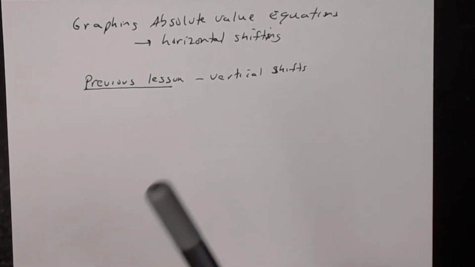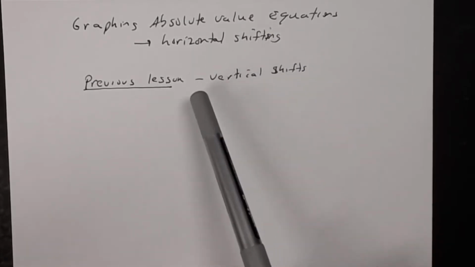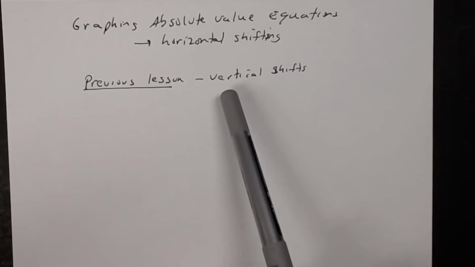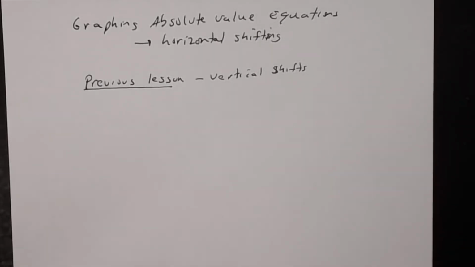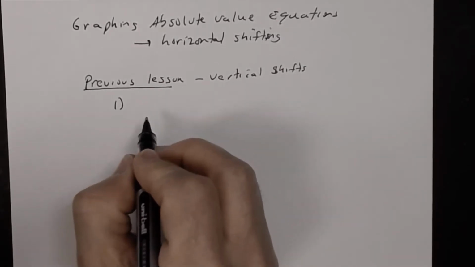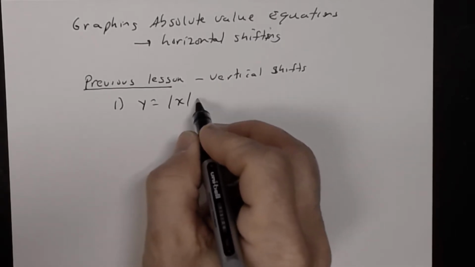Okay, so in this lesson, we're going to look at how to graph absolute value equations using horizontal shift. Now, in the previous lesson, we graphed absolute value equations that involved vertical shifts. So, for example, examples from the previous lesson, let's say these are examples of vertical shifts. So we have y equals the absolute value of x plus 5.